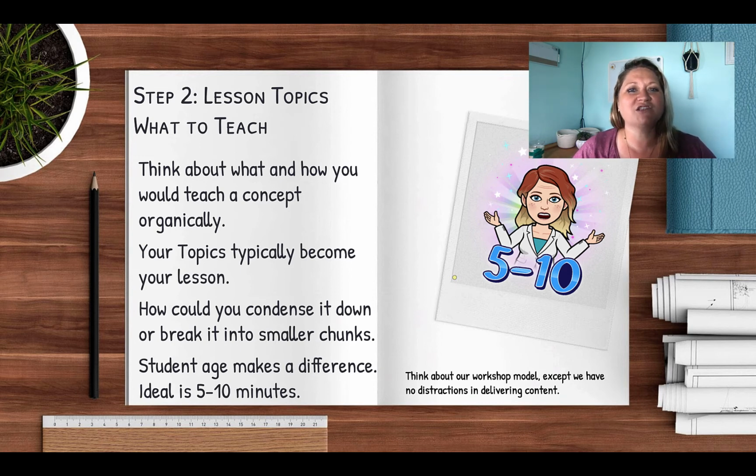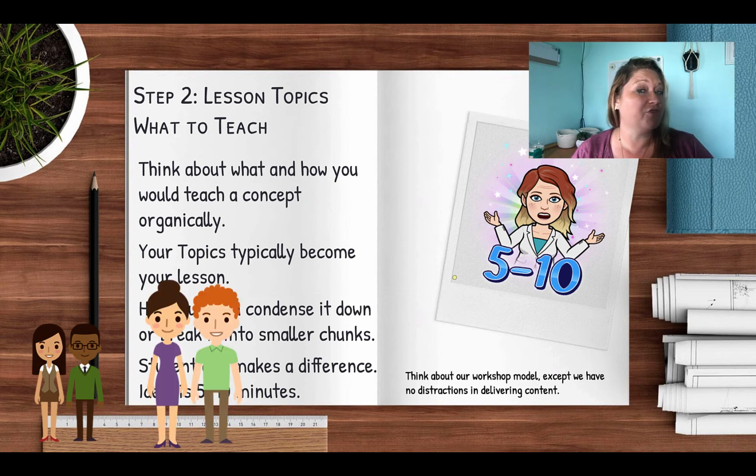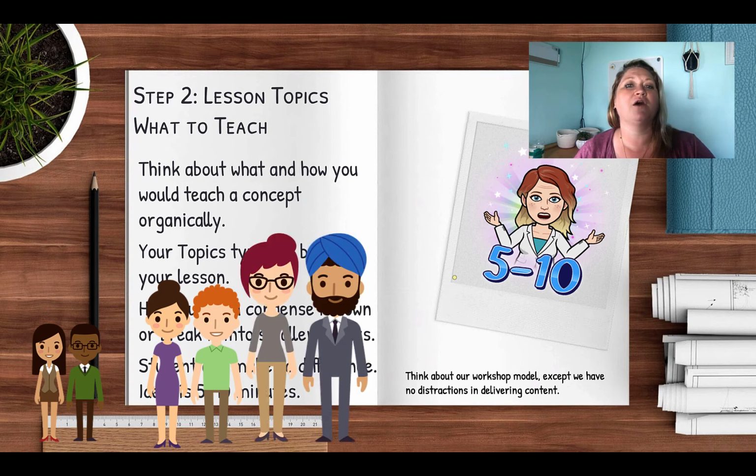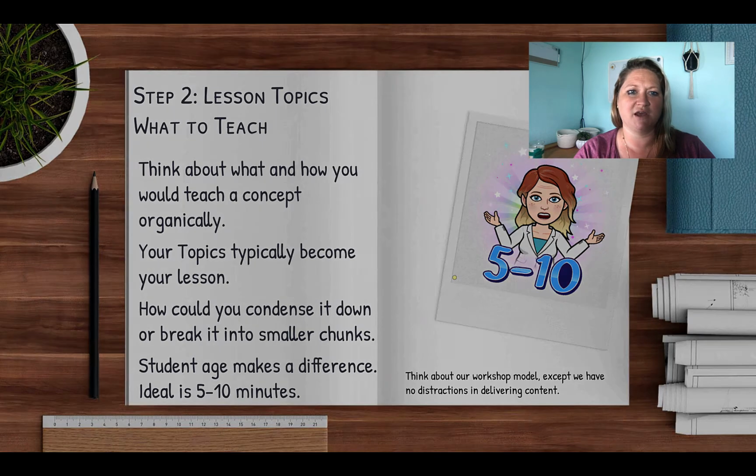So we've got to learn to condense those lessons or condense whatever it is into smaller chunks. Also remember, students' age is going to be a huge difference. Ideally between 5 to 10 minutes. The younger they are, the shorter time that you need to do on the lesson and then allow the students. So think about your workshop model and how long the teacher is supposed to talk. And so we need to condense those lessons down.